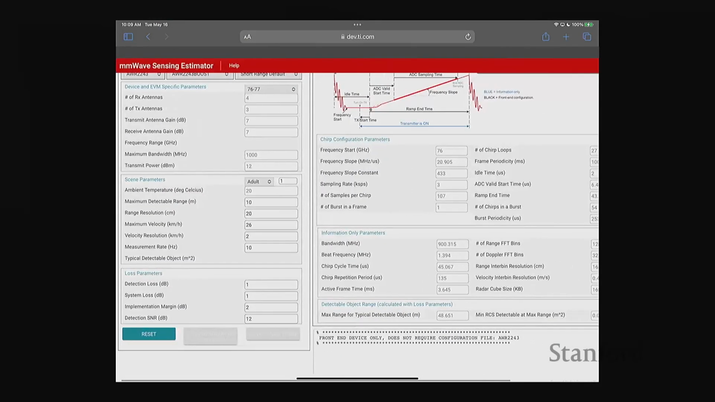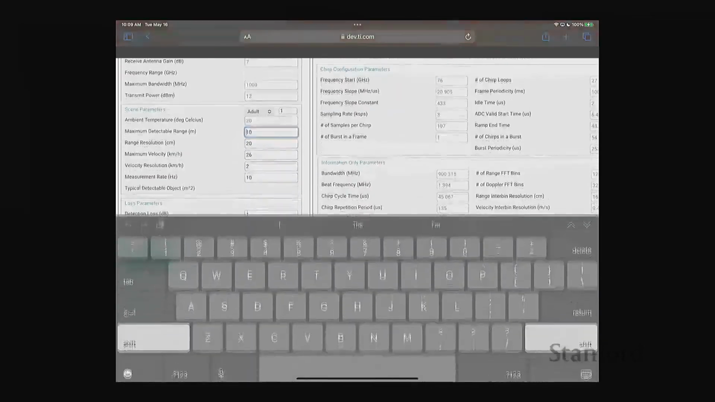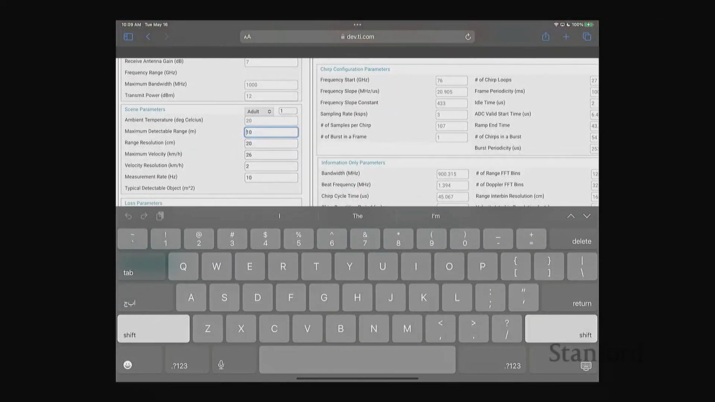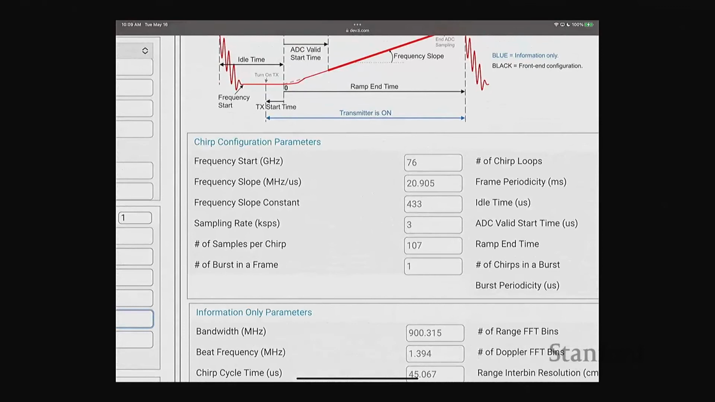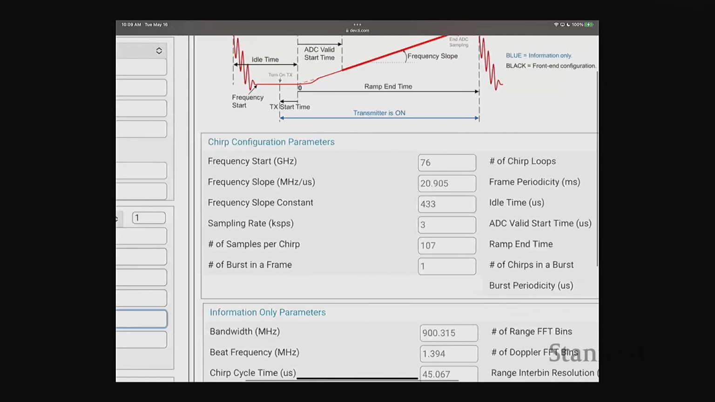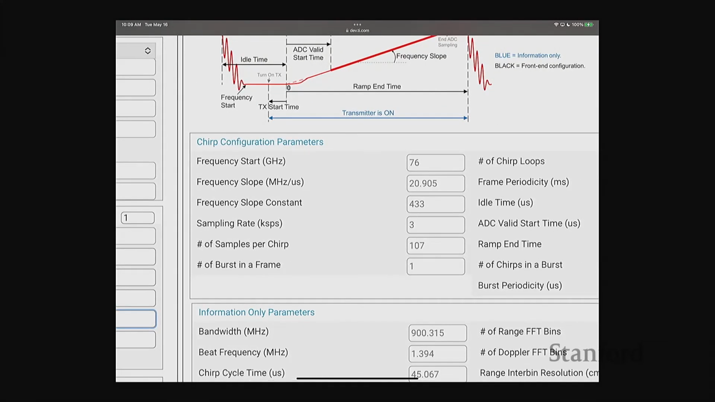Here they're doing it the other way around. You give them what parameters you want, like this is the maximum range I want, this is the maximum velocity I want, and so on and so forth. And then it calculates the chirp parameters that you want to give the device, in terms of the frequency slope, which is the slew rate, and the sampling rate, and so on and so forth. And then you can go program the device accordingly.